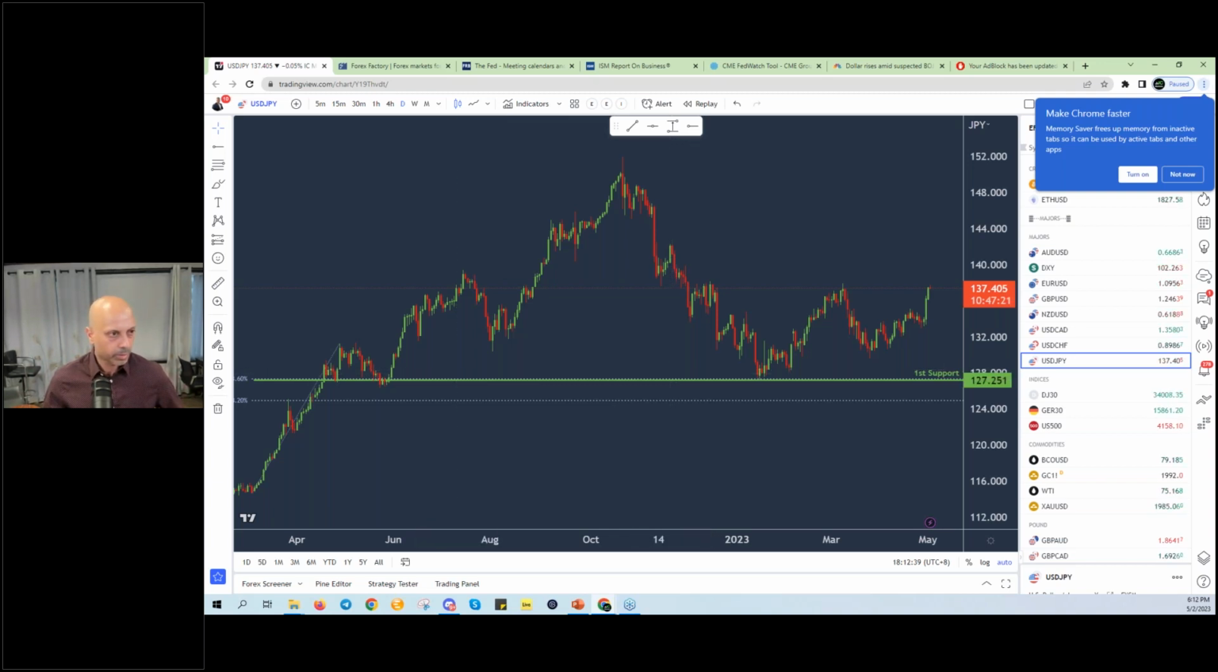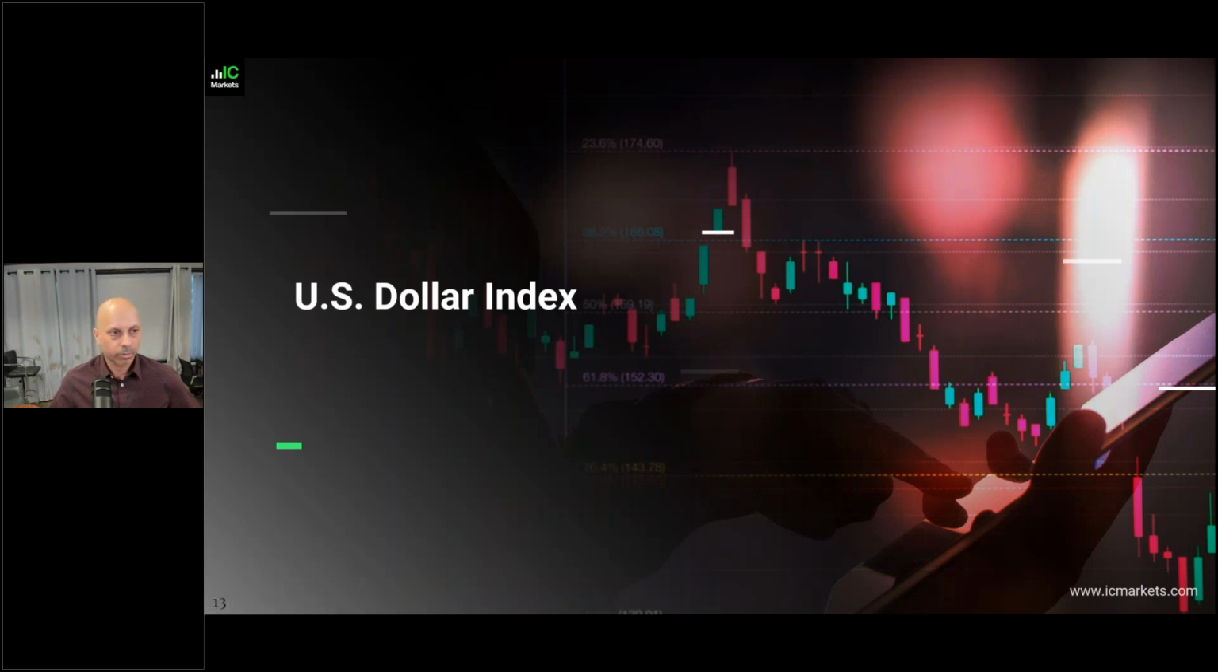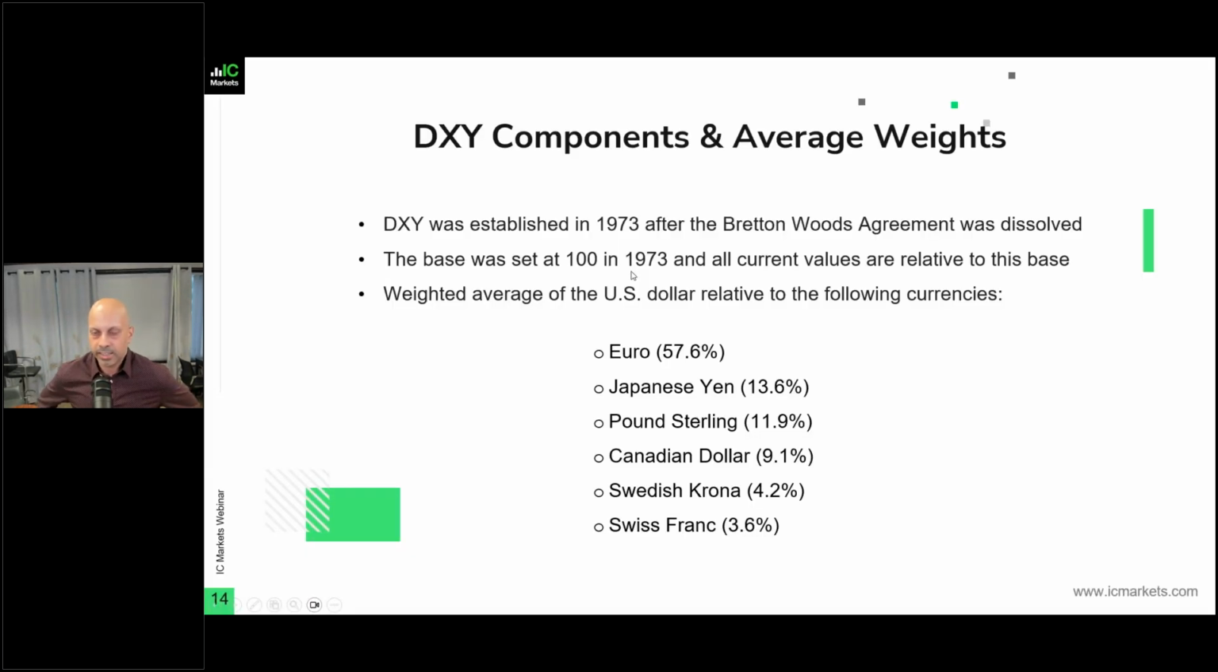Okay, so if we go back, let's just quickly go back to the slides. Okay, so we'll just now touch on the dollar index. The dollar index is DXY, right?